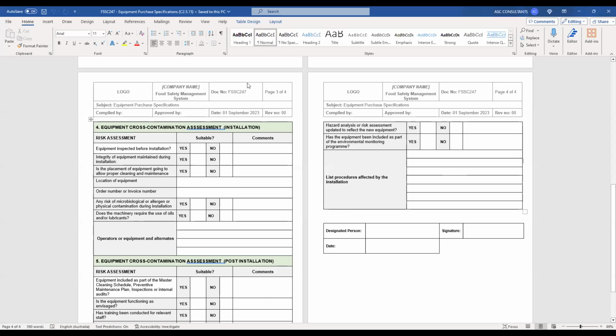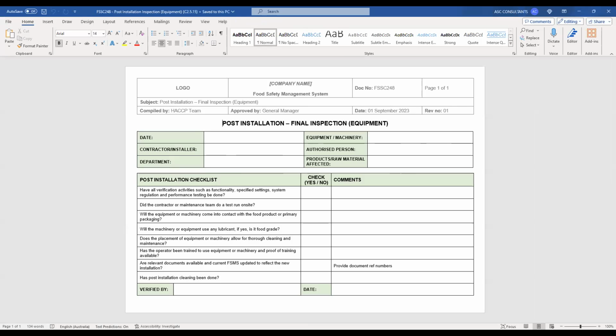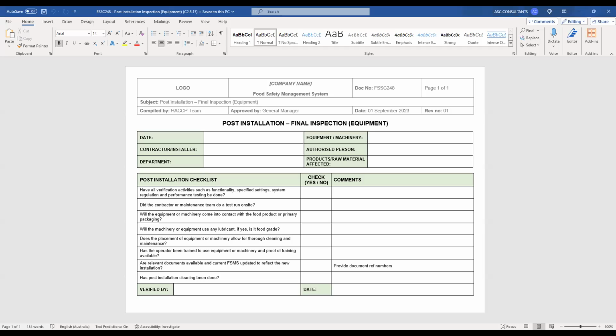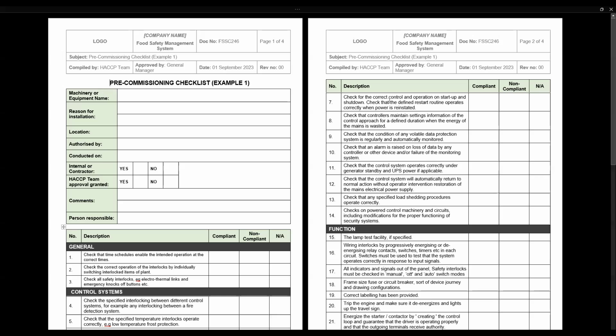Another document that I want to share with you, I think most sites would have this document, the post-installation final inspection, to also address some of these requirements. So you can also use this document as a guide, okay? Post-installation, final equipment installation, to see if you have complied with the requirements of the standard. Then it talks about pre-commissioning at some stage. This is a checklist. You can modify it, of course, as you wish. Because equipment could differ, but it would be better for you to make it a generic document where you are looking at certain items.